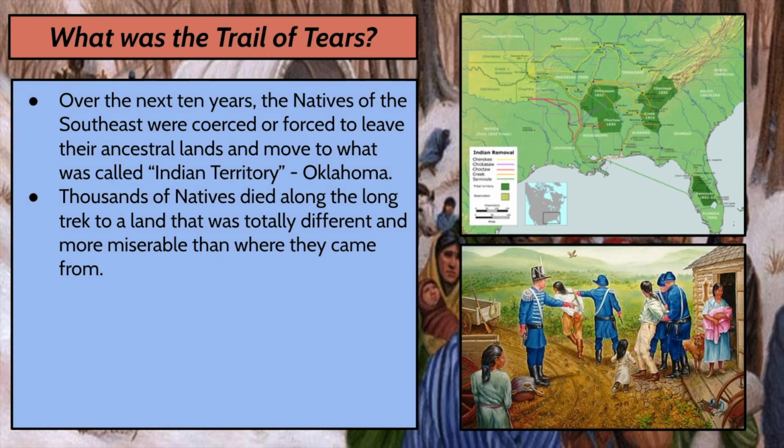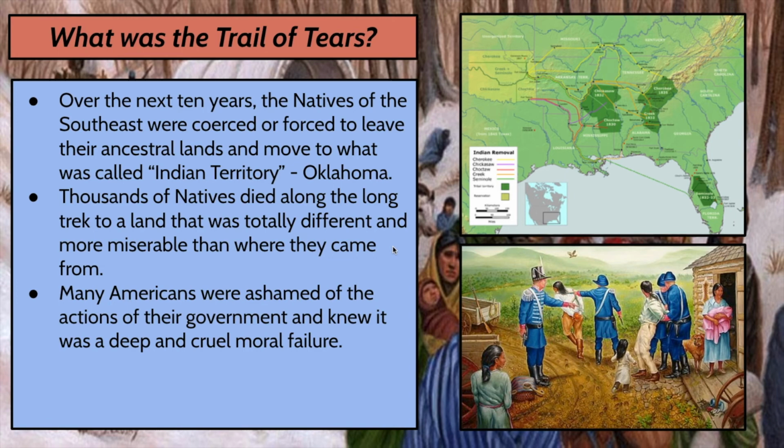Thousands of Native Americans died along the trail as they were forced to march on foot, sometimes with only what they could carry on their back, to a land that was totally different, more miserable, and completely unfamiliar to them. So this picture here represents natives literally being forced at gunpoint to leave their homes. And if you look at this map here, it shows the route the Cherokee took, the Choctaw took, the Chickasaw, the Creek, the Seminole. It shows the routes they were forced to take. So you take a look at that.